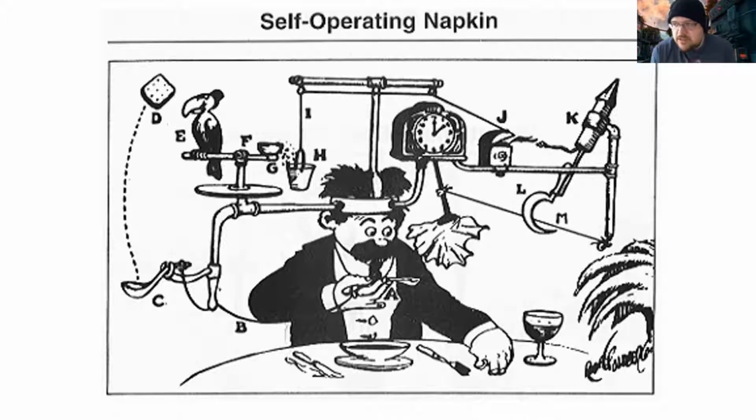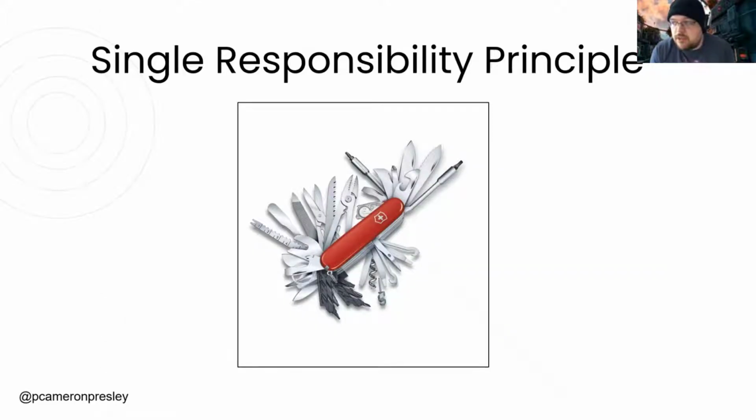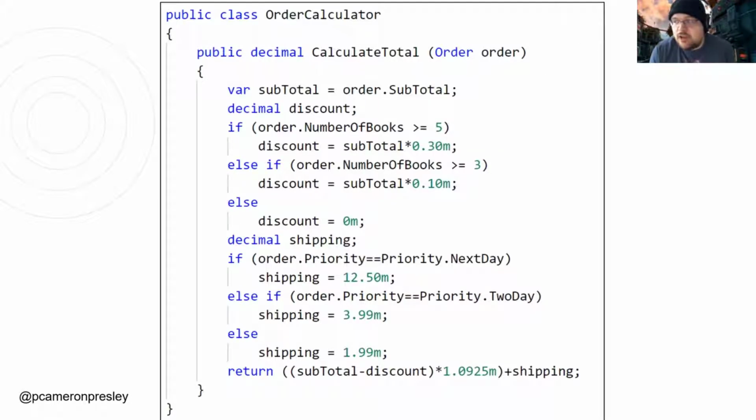So with that being said, we're going to go ahead and start with the first principle of SOLID, which is the single responsibility principle. And really the idea behind this one is you've got something that's just doing way too much, right? It's a Swiss Army knife on steroids. So I'm going to show you some code that seems to be violating this principle. Let's say I've got this class called OrderCalculator, and it's got a public method called calculateTotal, which takes an order and returns the total for this order.